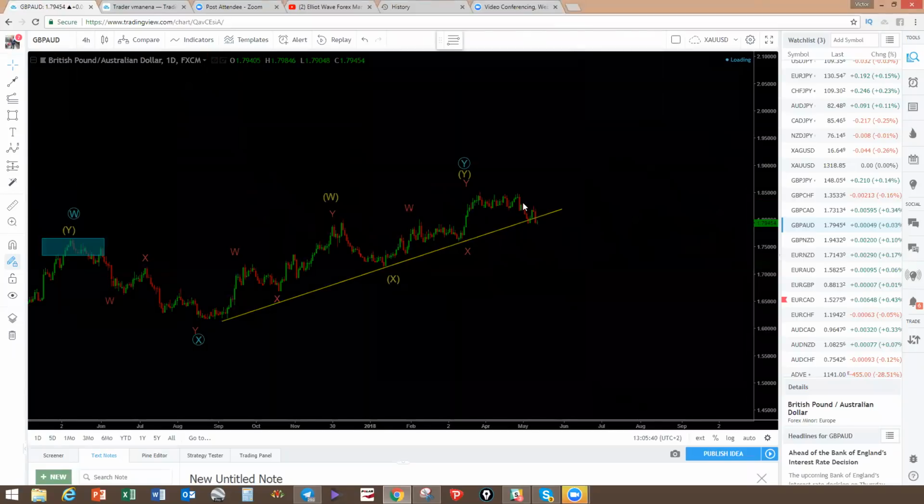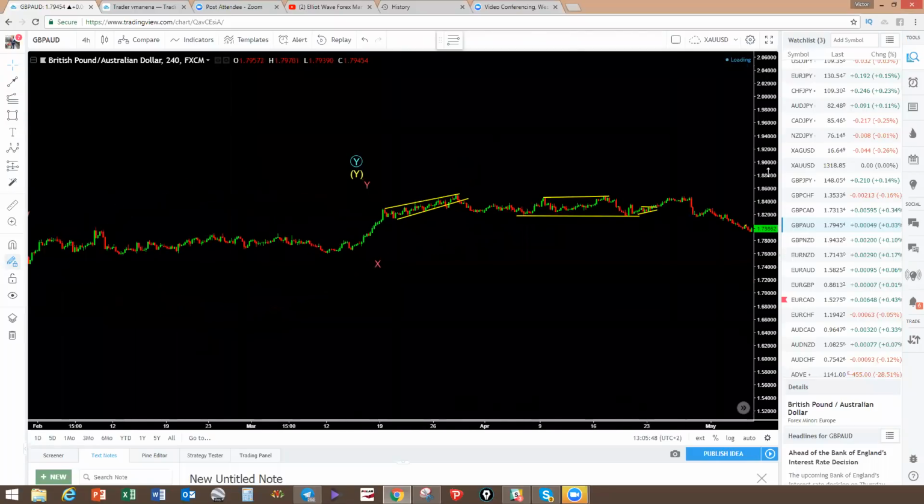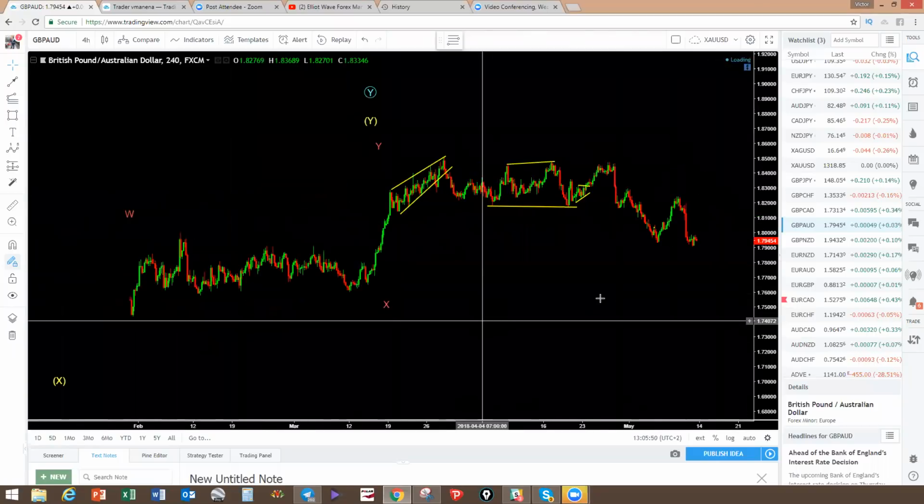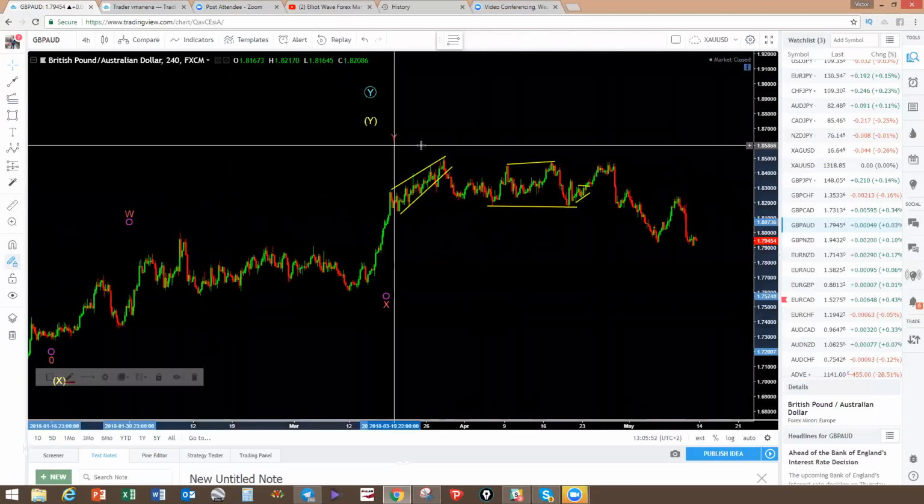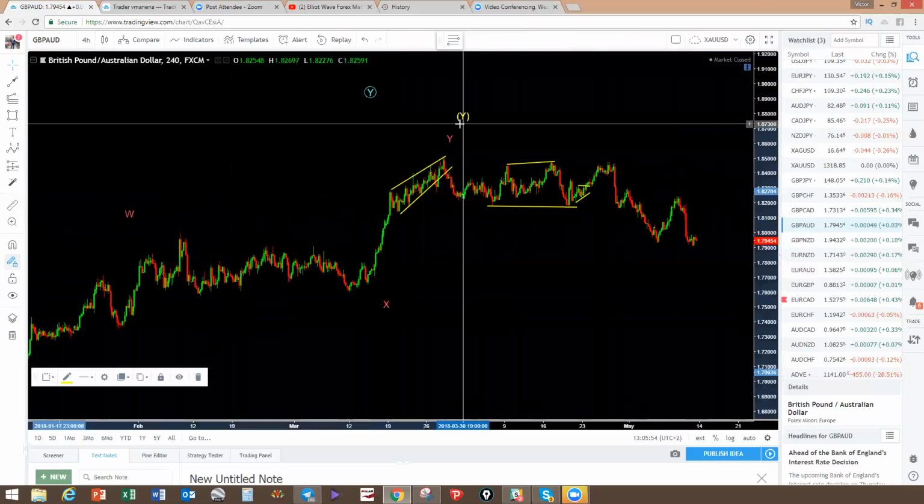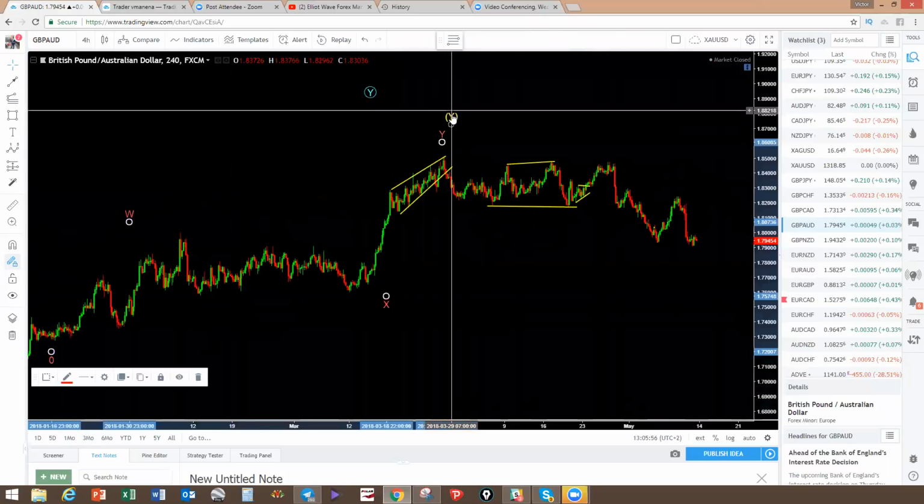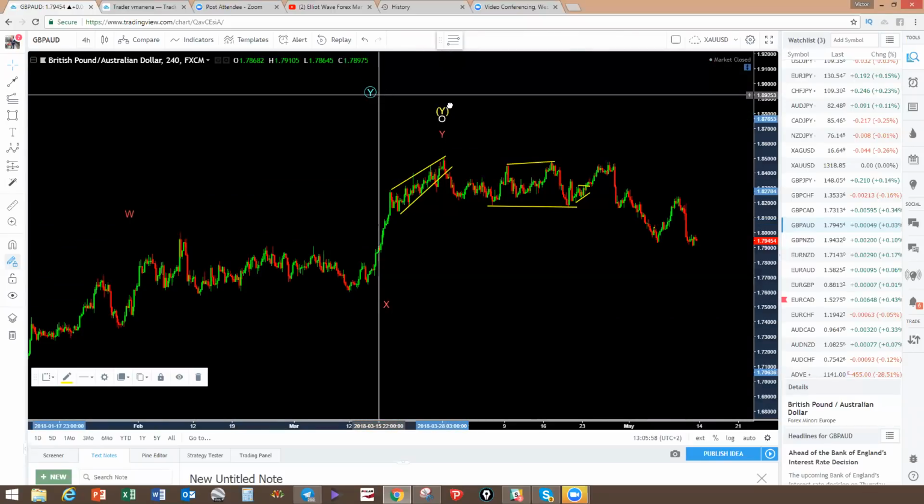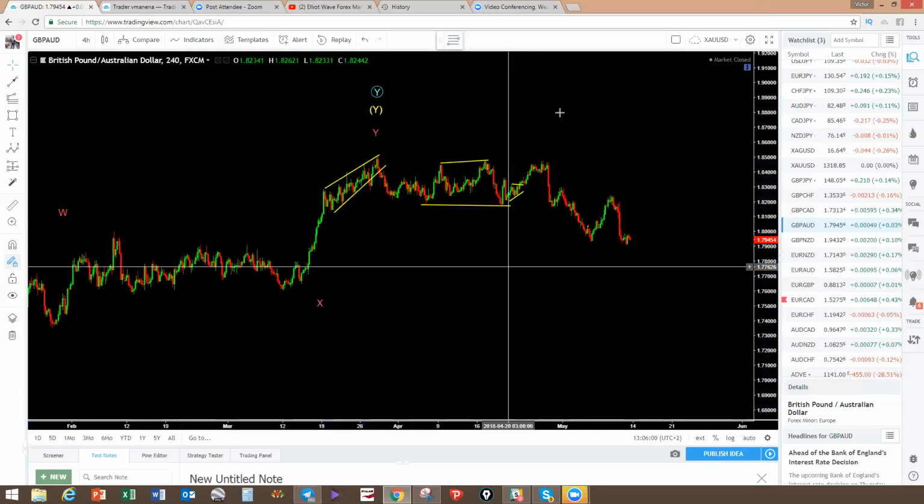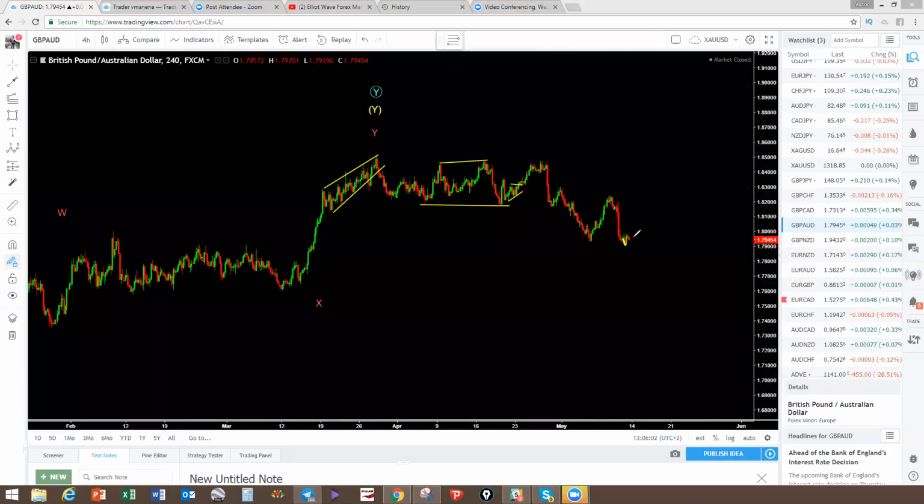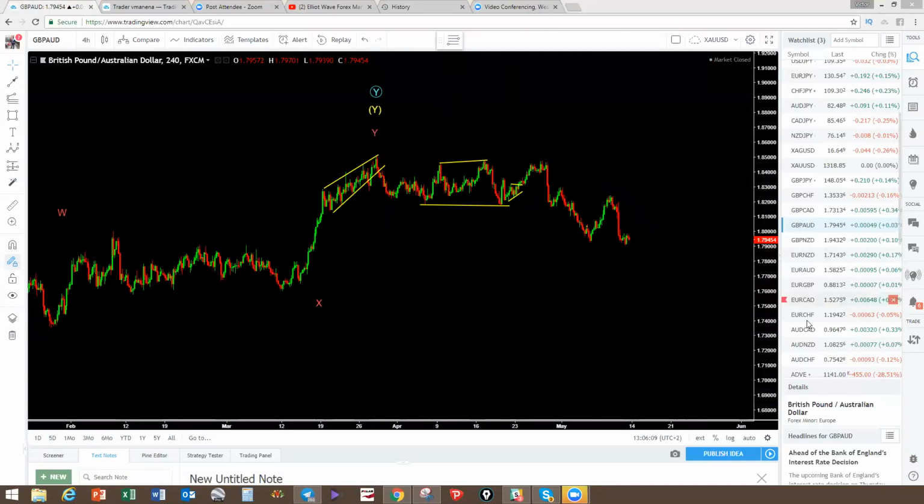Let's go 4 hour. Located our top there. Okay, so here it looks like you've got a flag. If you've got this flag here, this may be your entry point for even further downside. Keep an eye on that one.